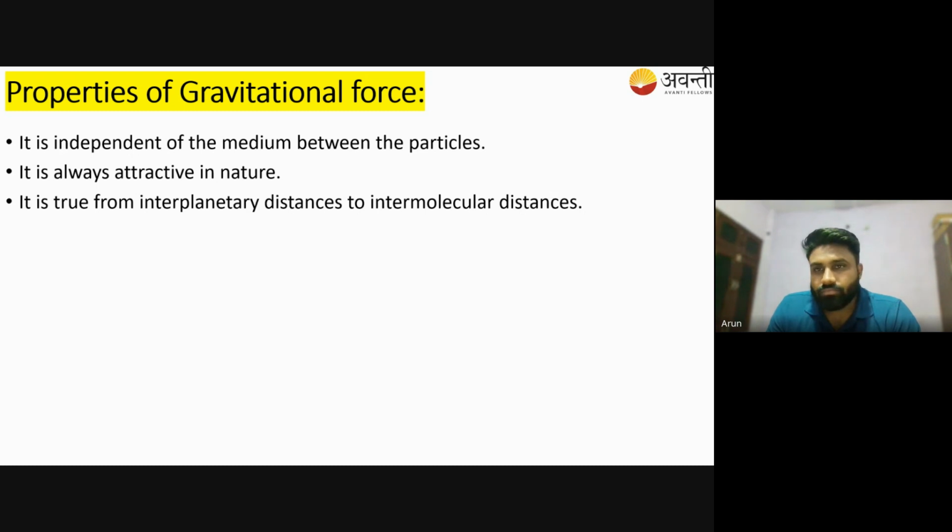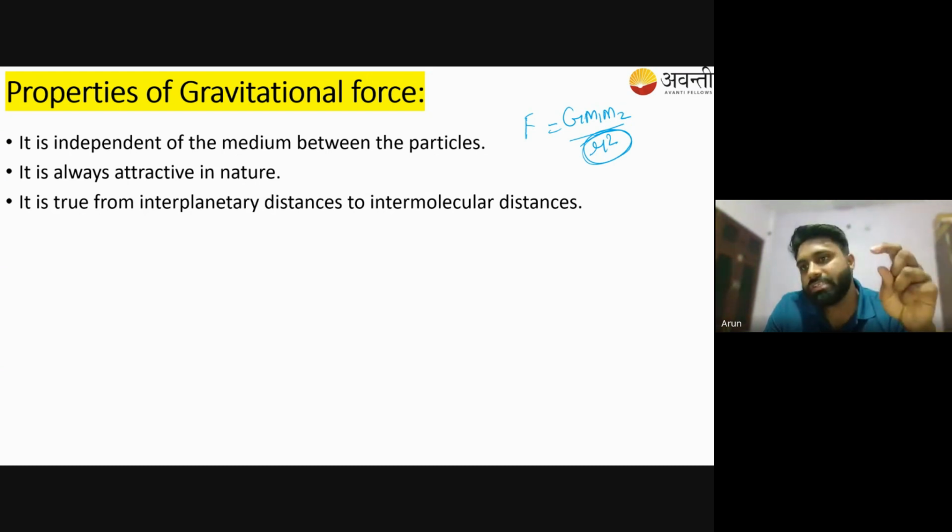Now the next property. This law is true like this: F is equal to G m1 m2 divided by r square. This r is valid from intermolecular distances up to interplanetary distances. Means if you are taking a particle inside the material, like an atom, the atom will also feel this gravitational pull, and one atom also applies gravitational force of attraction to another atom. I'm not talking about electron, proton and neutron, which are the fundamental particles. I'm talking about atoms and molecules.